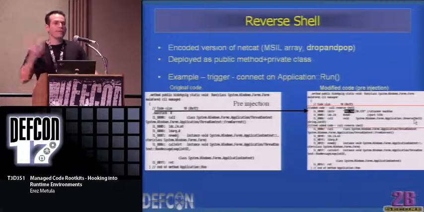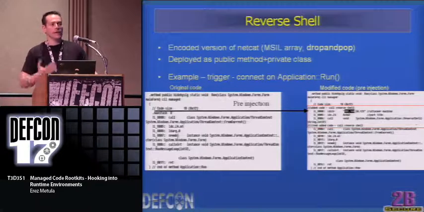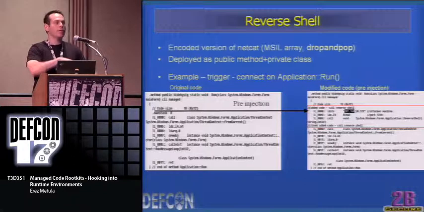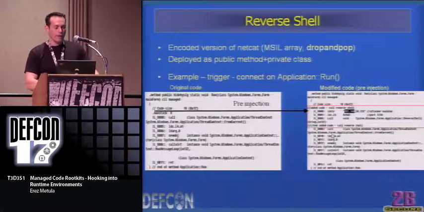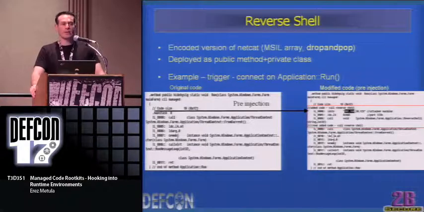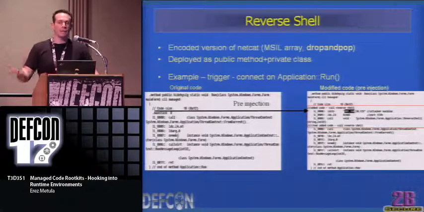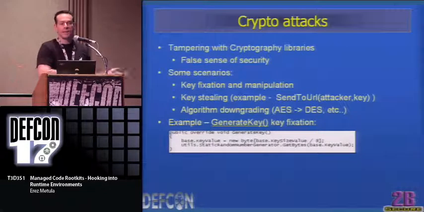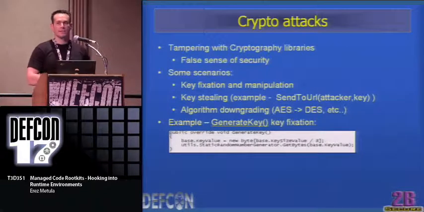Key fixation: when someone fixates your key, you're thinking that you're encrypting with your chosen key, but you're encrypting with another key. Key stealing, for example, stealing the correct key from inside the crypto class using send-to-URL. Or algorithm downgrading, for example, the application asks for AES implementation, and what it gets back is easily crackable DES.